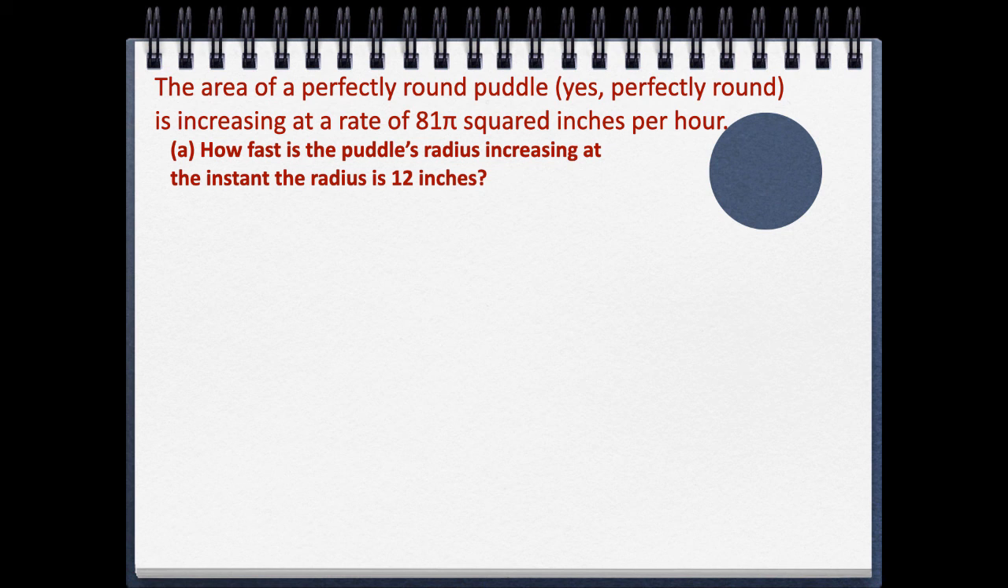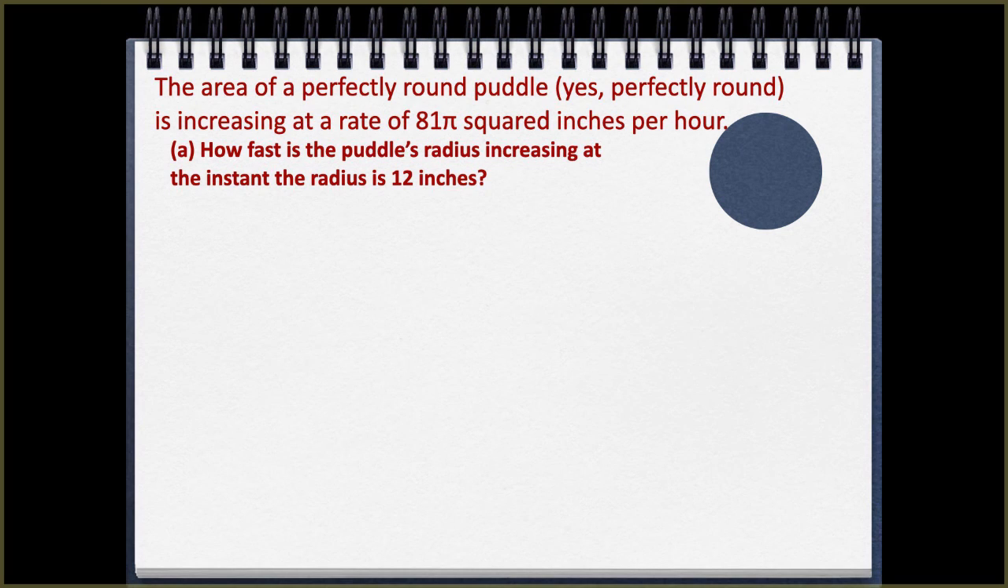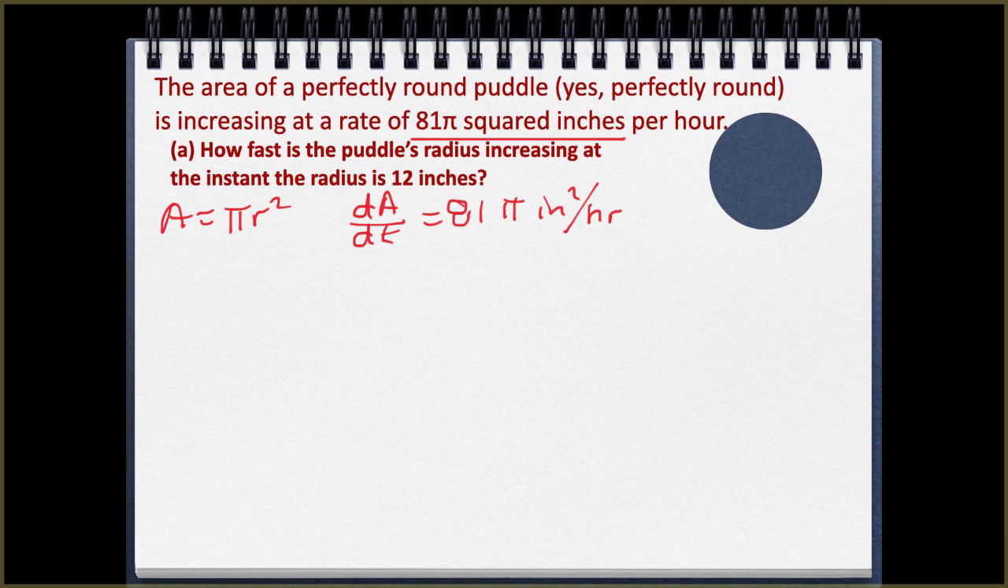Well, we know a couple of different things. We do know our formula for the area of a circle, which is pi r squared. And we also know our rate of change, dA dt, is 81 pi inches squared an hour. So that is what we know. We also know we want to do this when the radius is 12.